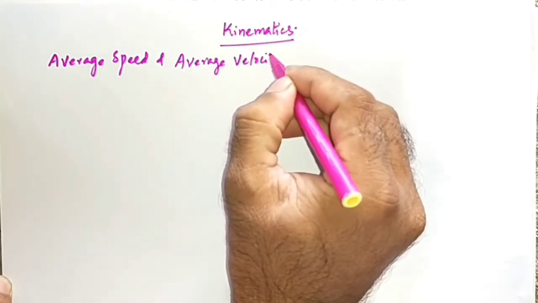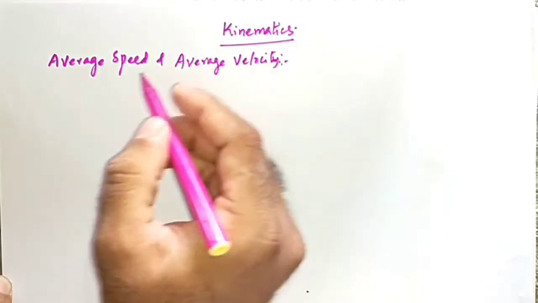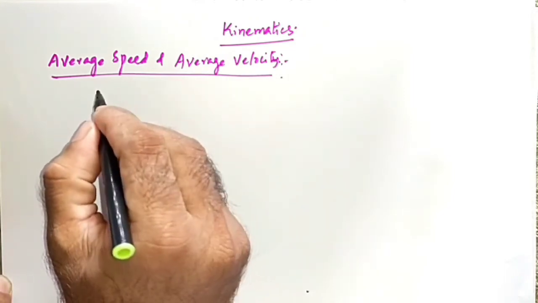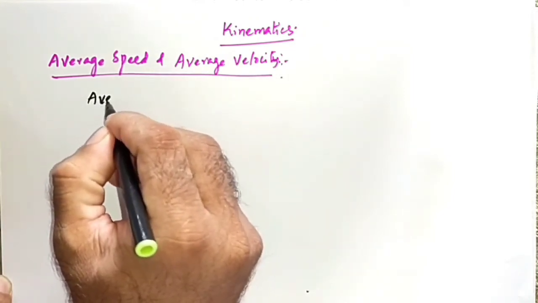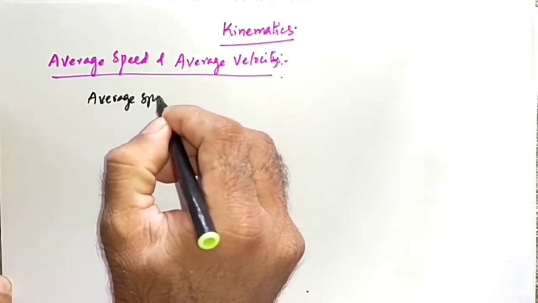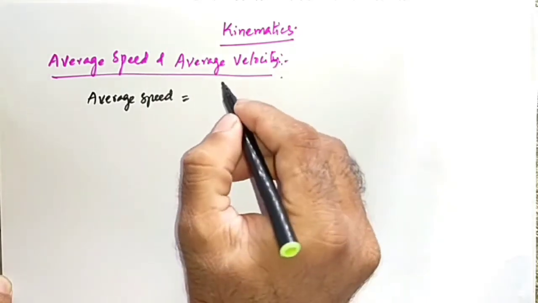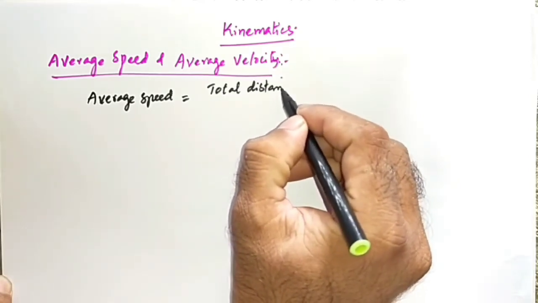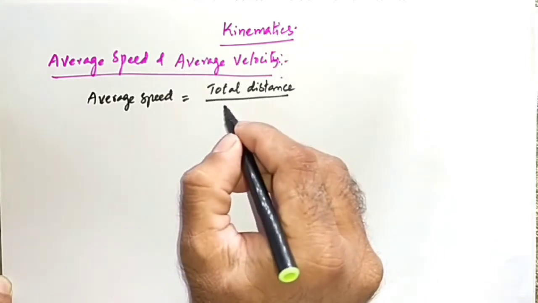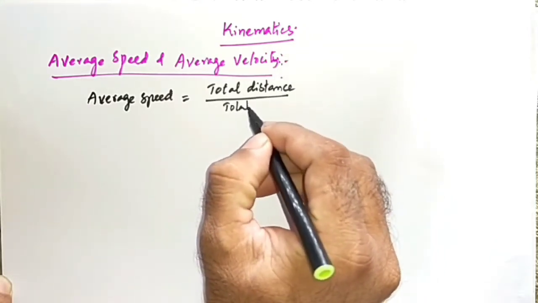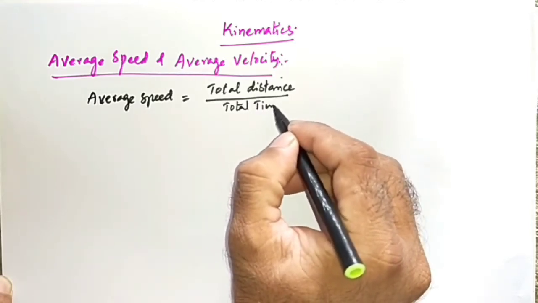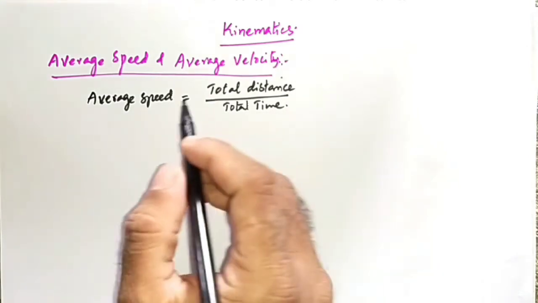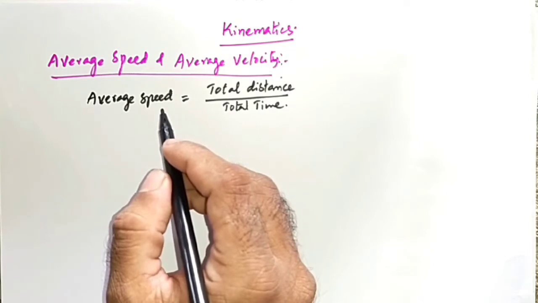Okay, these are very important ones. Listen carefully, very easy also. So first let us see average speed. Average speed is nothing but the total distance traveled by the body in the given total time. In the given total time, how much distance the body has traveled, that is nothing but average speed.